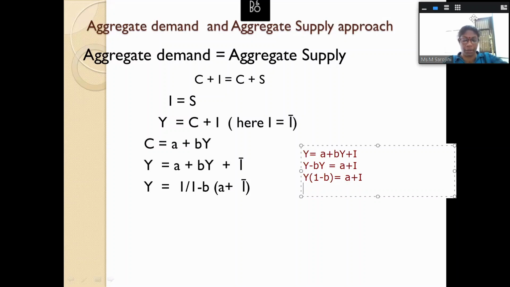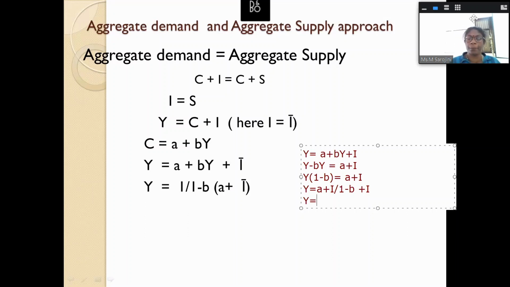From this equation, we can take y that is equal to a plus I divided by 1 minus b. And further we can arrange this one. Y is equal to, now we can write 1 divided by 1 minus b, times a plus I.